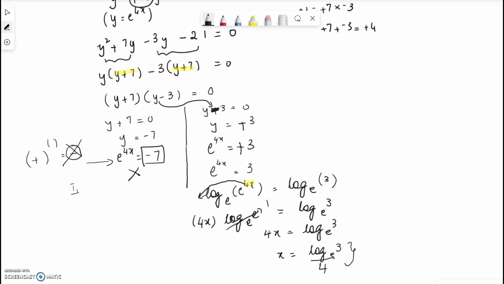Notice that the quadratic equation gave us two solutions: y equals negative 7 and y equals positive 3. y equals negative 7 didn't give us a solution because e to the anything can never be a negative number. So that's why we didn't even work on that one. But e to the 4x equals 3 gives us a solution. e to the 4x equals 3, when solved using logs, gives us log 3 to the base e over 4. So this is the one solution we get for this particular equation.